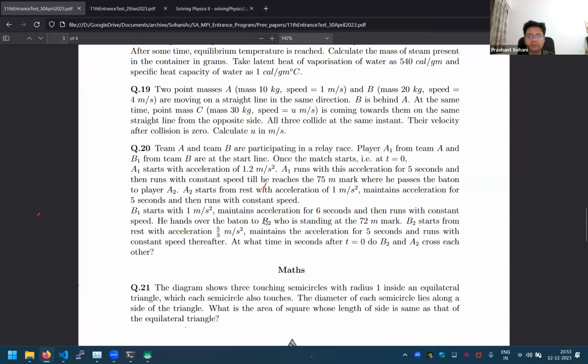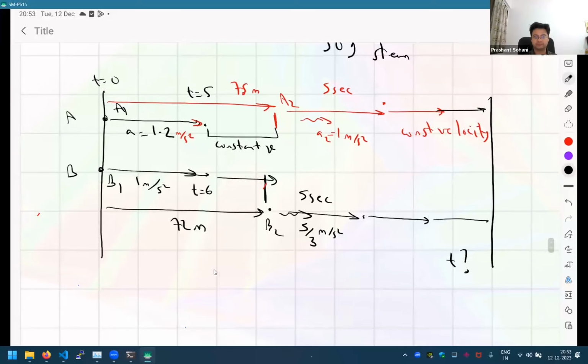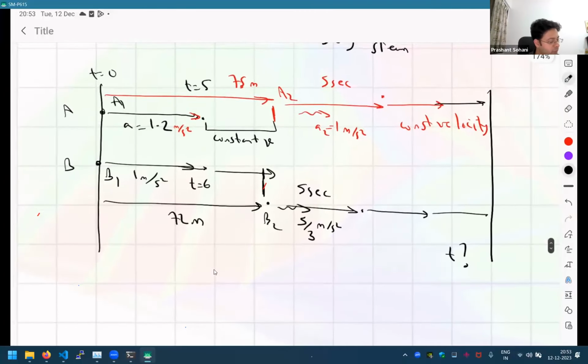And what is asked is, at what time do they cross each other? So presumably at some point, these two are going to meet again, and so we have to find out at what time they are going to meet. Okay, so the diagram looks complicated, but really there are lots of small things that we need to figure out. If you put everything together, we are going to get the answer.